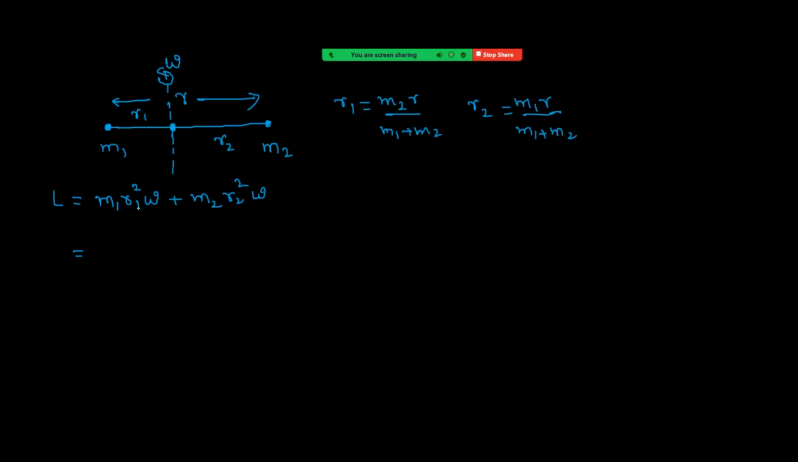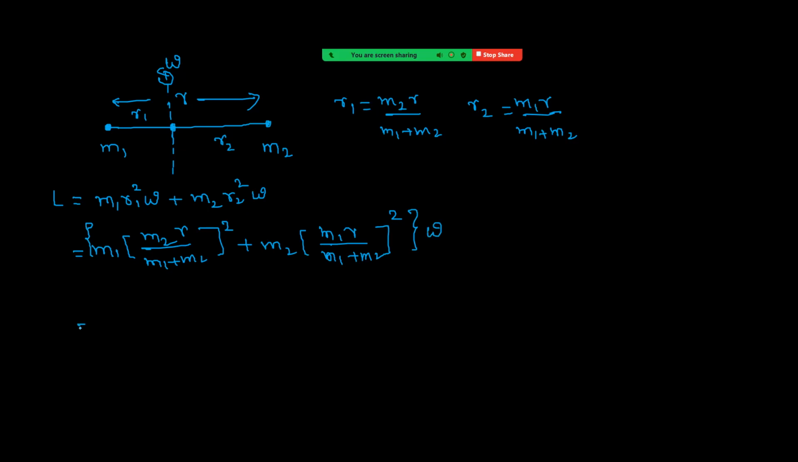Substitute these values in this one. It is m1 in the place of r1 square, m2r by m1 plus m2 whole square. I take omega outside, plus m2 into, in the place of r2, it is m1r by m1 plus m2 whole square. So I'm taking omega completely outside.